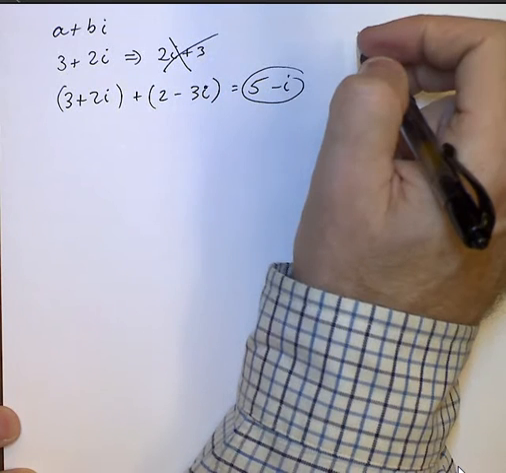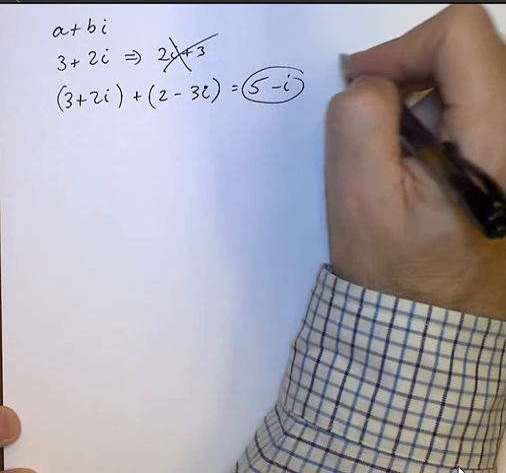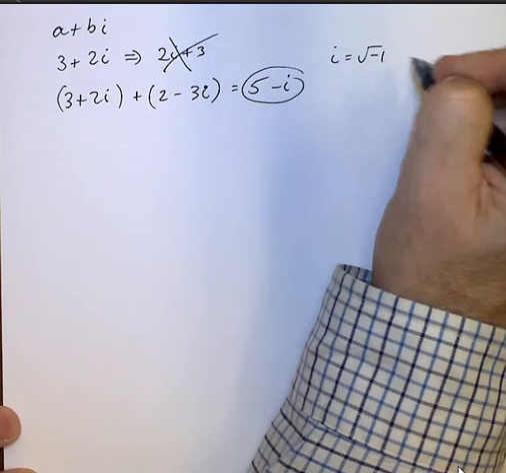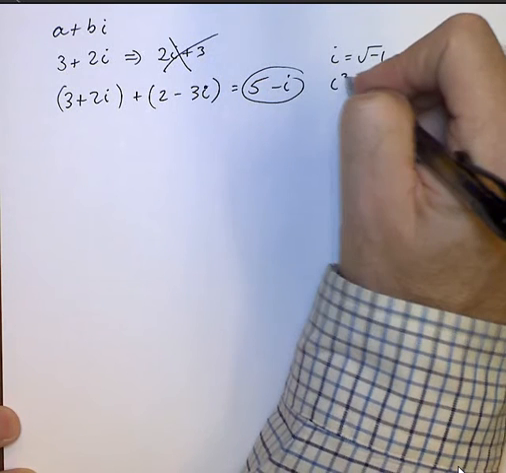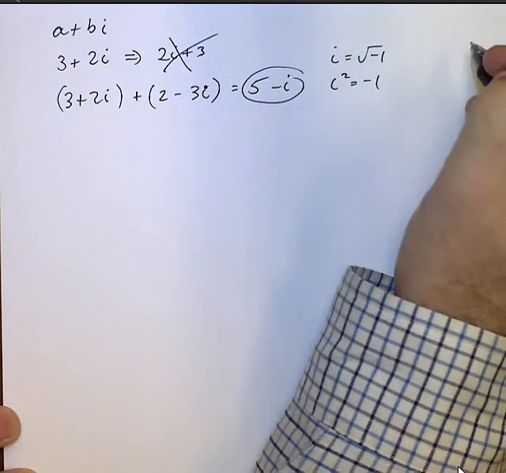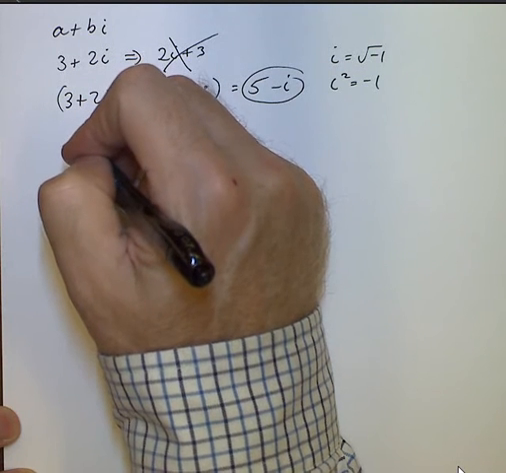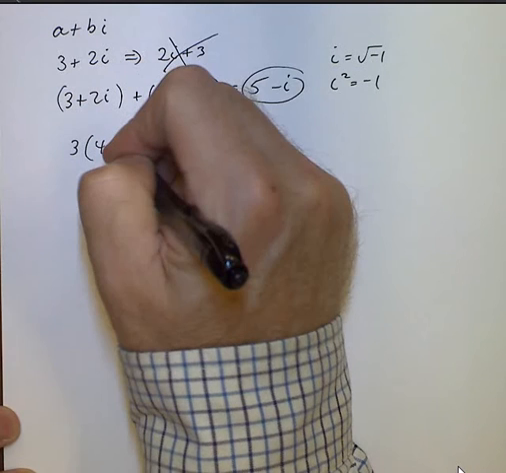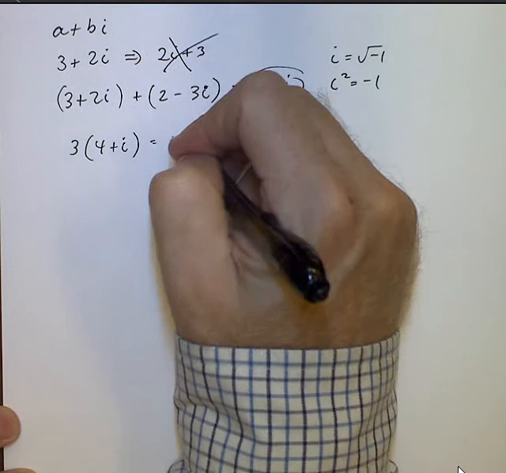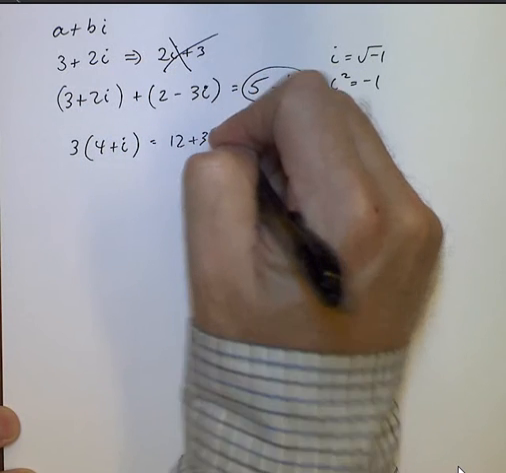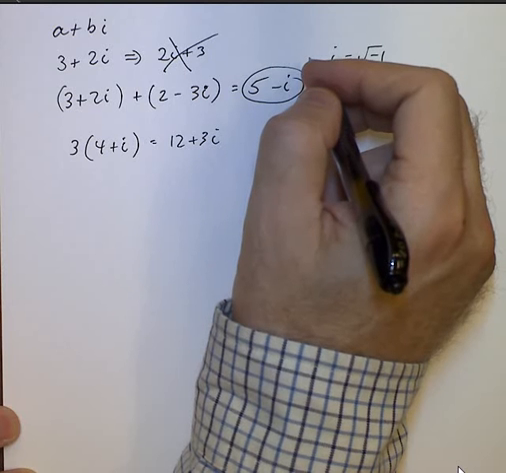Okay, remember, by definition, i is the square root of negative 1, and if that's true, i squared equals negative 1. When we multiply complex numbers, for example, 3 times 4 plus i, we distribute it just like real numbers. You'll get that. 3 times 4 is 12, 3 times i is 3i.